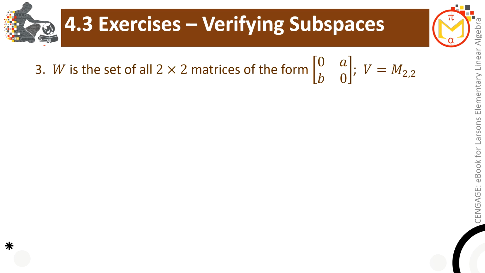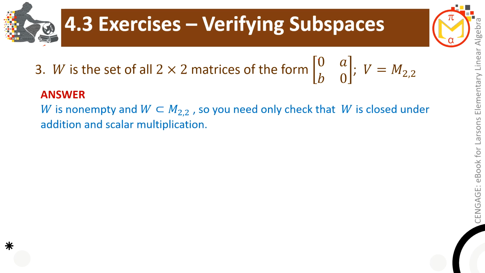What about number 3? All right, now let's use the 2 by 2 matrices. Okay, 0, 0, then we have A, B. All right, a 2 by 2 matrix. First, W is non-empty. Again, your A and B here can be any real number, no? It's a constant. Okay, so you need only to check that W is closed under addition and scalar multiplication.